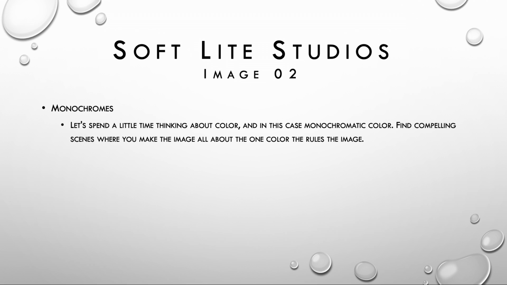Let's take a look at image number 2 that we are going to look at today, and it is from our Monochromes assignment. And in that assignment, we said, let's spend some time thinking about color, and in this case, monochromatic color. So the task was to go out and find scenes where the scene was basically all one color in that scene, albeit different shades of that color. And here's our image that was submitted for that. And I think this nails the Monochromes assignment right on the head. No question about it. I really love the monochromes in this.